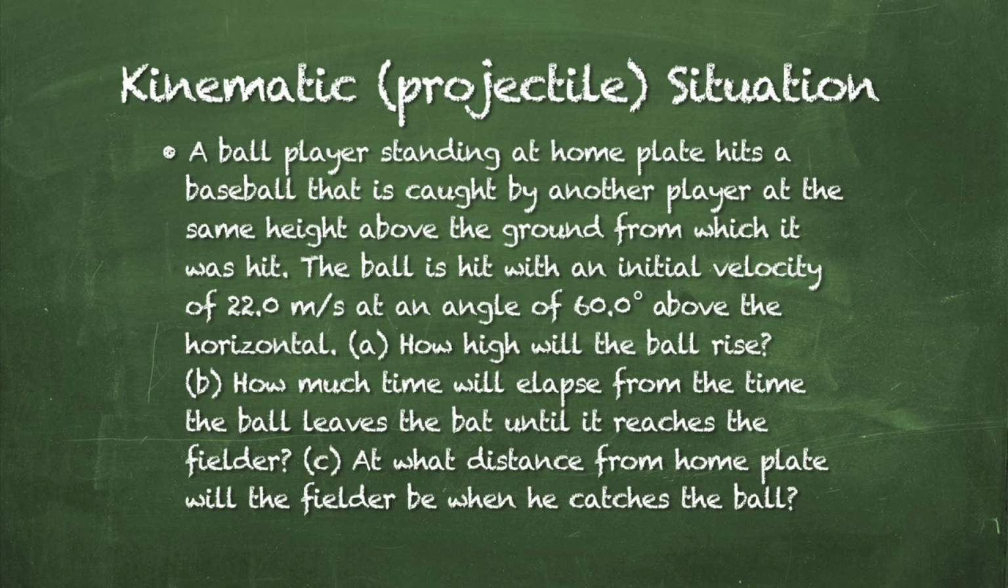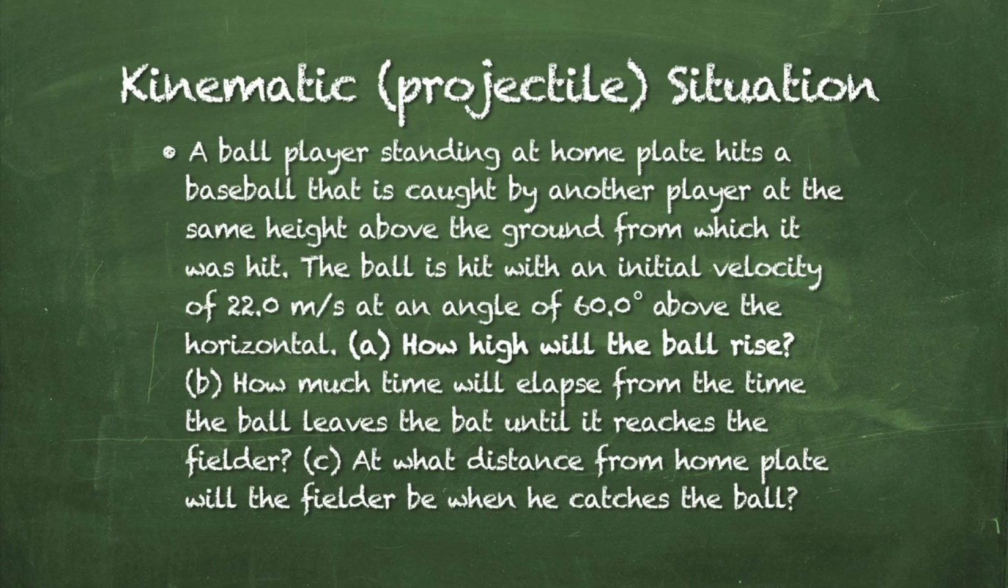And what are they? In both of the time frames, the ball starts from home plate and it's going up at 22 meters per second, an angle of 60 degrees above the horizontal. But there's two different endpoints. The first part of the question asked, how high will the ball rise? So our end time is going to be when the ball is at its highest point. So that's actually one situation.